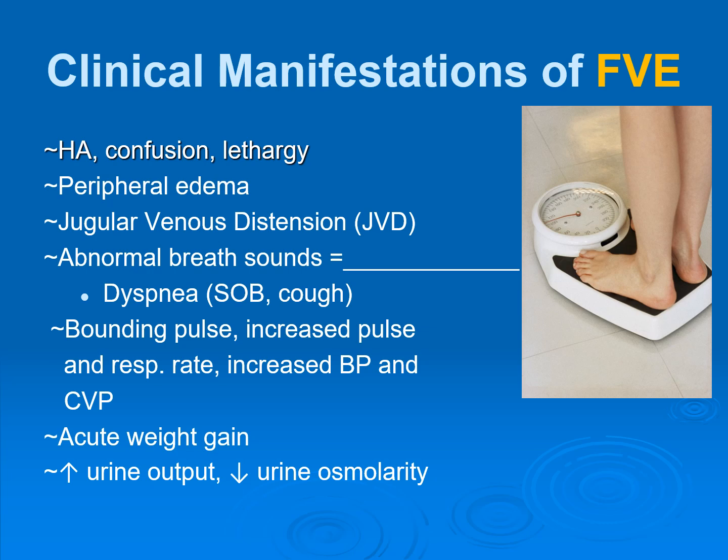Clinical manifestations: headache, confusion, lethargy, peripheral edema. Think big thing, peripheral edema. That's why you really want to look at everybody's feet and get a baseline when you're first assessing somebody. Jugular vein distension, also known as JVD. Abnormal breath sounds. Usually you'll see shortness of breath, cough, trouble breathing, maybe trouble breathing with exertion, things like that. Like, hey, they're walking, all of a sudden they're really having trouble breathing. Bounding pulse, increased pulse and respiratory rate, increased BP and CVP. Weight gain, increased urine output, decreased urine osmolarity.